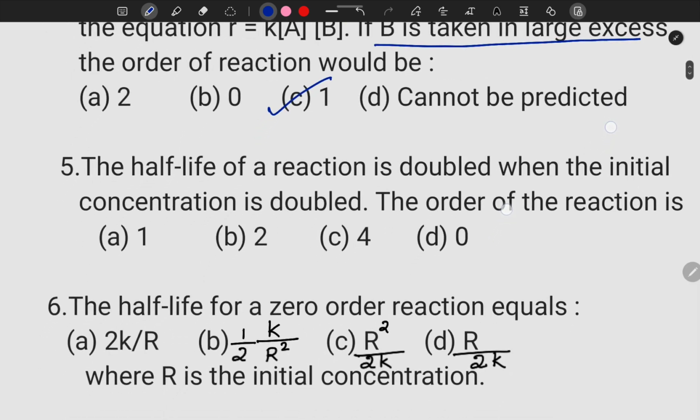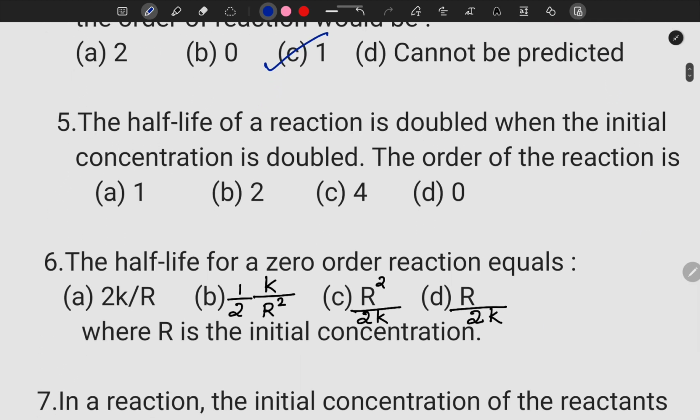The half-life of a reaction is doubled when the initial concentration is doubled. The order of reaction is, for a zero order reaction, we can write t half is equal to R0 by 2k. And when the initial concentration is doubled, automatically we know the t half will become 2 times. So this is happening for a zero order reaction. So our option is D.